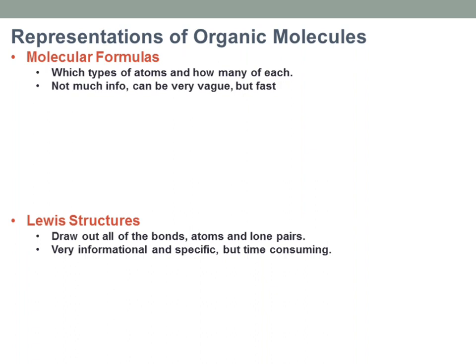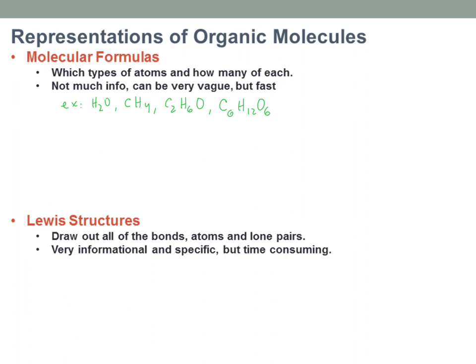These just tell you the types of atoms that there are and how many there are of each. It's not a lot of information, and they can be very vague, and I'll show you an example in a second. But it's super quick to write big molecules. As an example, everyone's seen water, good old H2O, or maybe methane, CH4, or maybe something like ethanol, C2H6O, things like that. My students always give me examples like C6H12O6, and call it glucose and stuff.